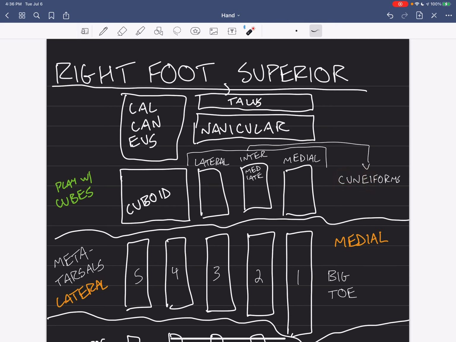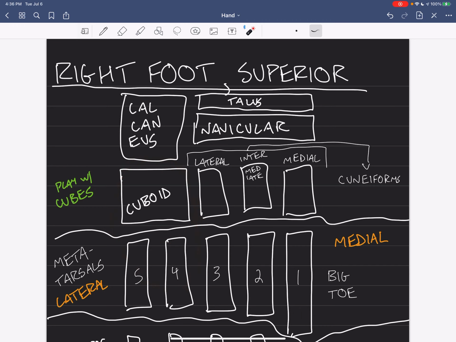All right, cune, iforms. And this is pretty easy. Your medial one is called medial. Your lateral one is called lateral. Just don't think this is the lateral cuneiform. I almost think of the cuboid being one of the cuneiform bones, but it's just like its own special thing. It is a little larger because it kind of covers these 2. It attaches to these 2 toes.